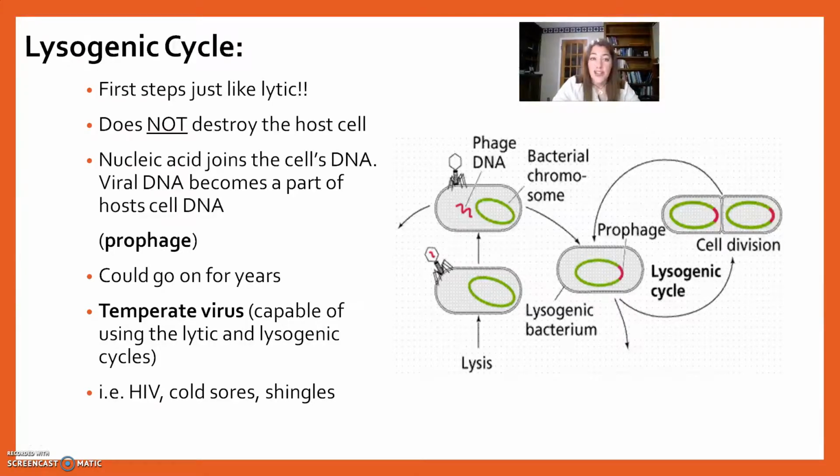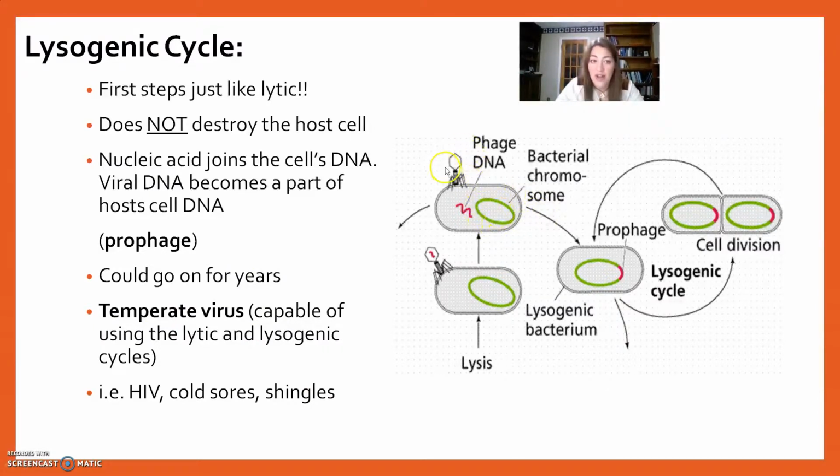Now let's look at the lysogenic cycle. The first steps are just like the lytic. However, in this cycle, the host is not destroyed by the virus. Because what happens is that the nucleic acid, so that DNA or RNA, whatever comes in, is actually going to join the cell's DNA. So the bacteria DNA will incorporate some of that viral DNA. And we call that a prophage now. So bacteria DNA is actually circular. Ours is way more complex, but theirs is circular here.